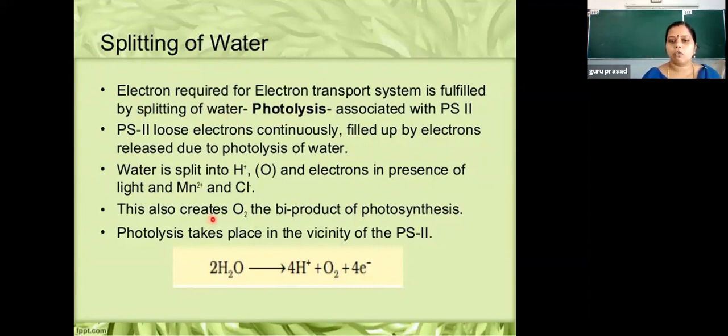Okay. So splitting of water results in the formation of protons, electrons and oxygen molecules. But the splitting of water takes place in the presence of magnesium ions. This is very important, this may come in the NEET questions. In the presence of magnesium and chlorine ions, light will split the water molecule into H plus and O, nascent oxygen.